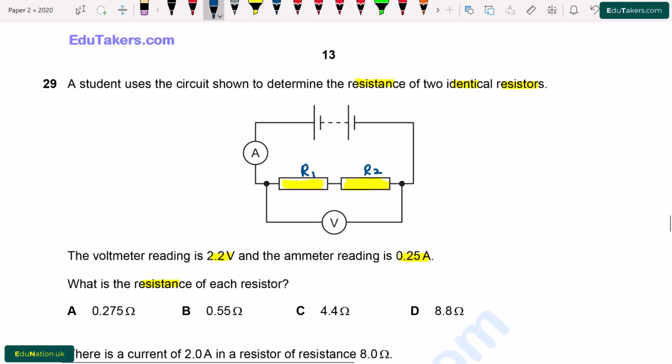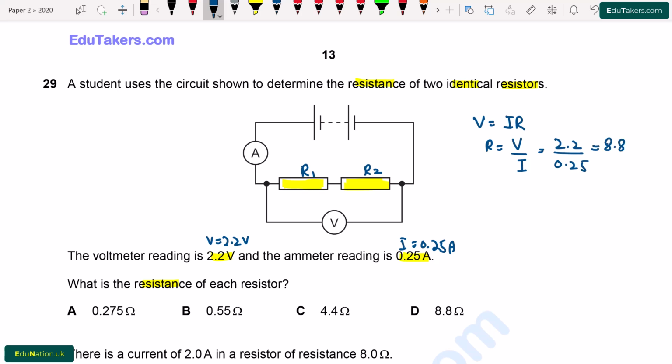It is given that the voltmeter reading is 2.2 volt. It means that the potential difference is 2.2 volt, while the current is 0.25 ampere. First of all, I find out the equivalent resistance of this circuit, which is also equal to the total resistance. I use Ohm's law. V is equal to IR and R is equal to V over I, where V is 2.2 divided by 0.25. So R will be equal to 8.8 ohms.